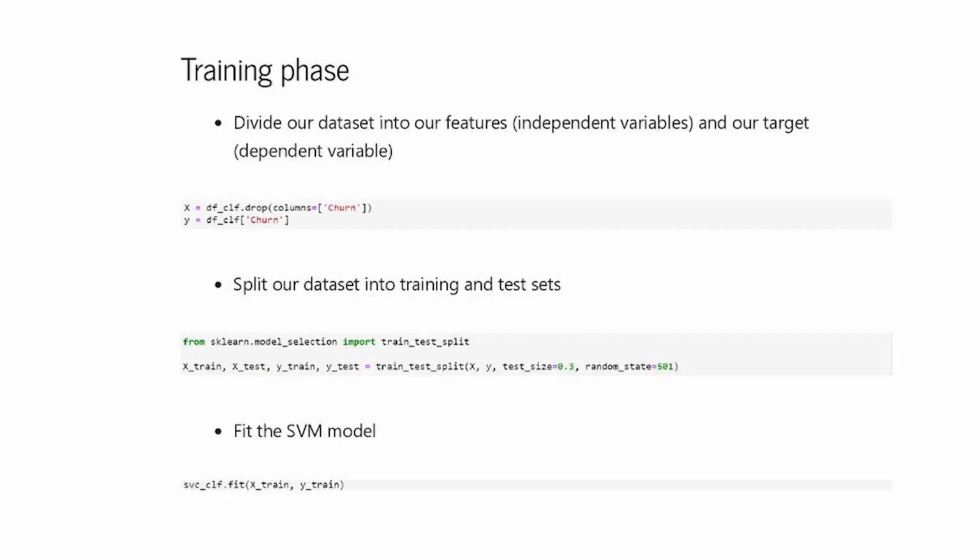In this slide, we show the training phase. The first step is to divide the dataset into features, independent variables, and the dependent variable. As we showed before, churn will become the target or the dependent variable and rest of the features will be the independent variables. We split the data into training and test set using the sklearn model selection train test split. Finally, we fit the SVM model using the fit function.